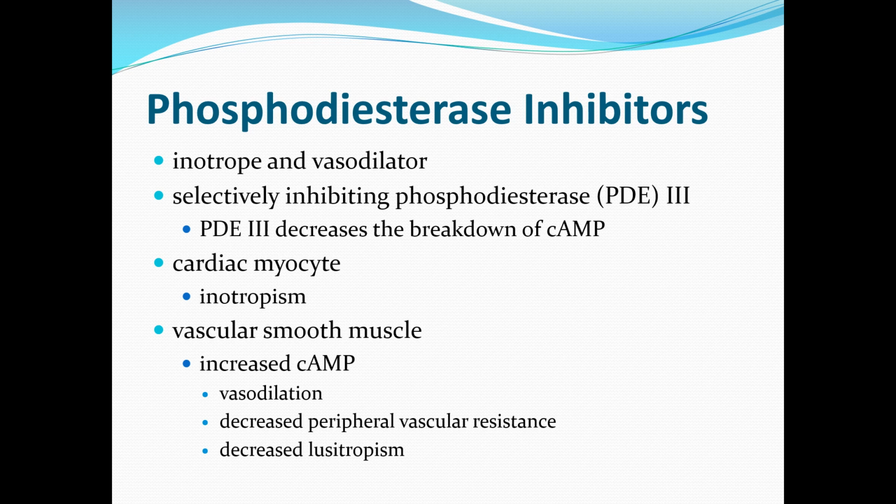Now, phosphodiesterase inhibitors are the inotropes and vasodilators that are completely independent of the adrenergic system. They selectively inhibit phosphodiesterase 3, and PDE3 decreases the breakdown of cAMP, so we get more inotropism in cardiac myocytes. In vascular smooth muscle, an increase in cAMP activity accounts for the vasodilation, decreased peripheral vascular resistance, and lusitropism. That lecture, somebody's going to define what lusitropy is for me.